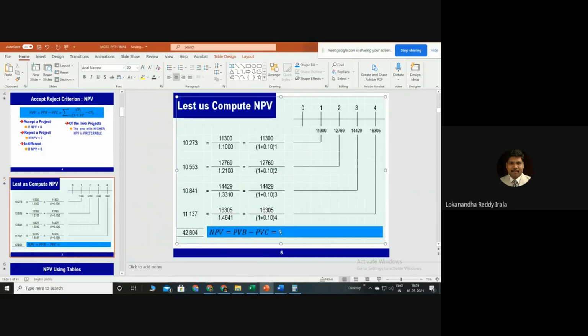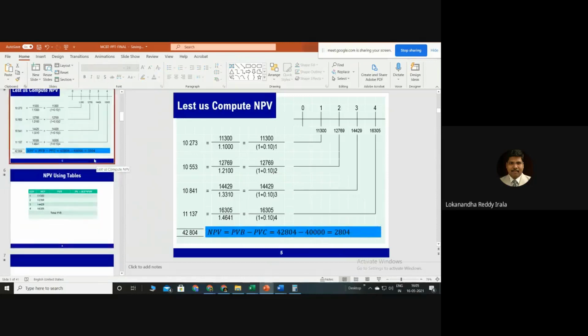So now your NPV will be the present value of benefits, that is 42,804, minus the present value of cost. The present value of cost is 40,000. So NPV is 2,804. If the NPV is positive, NPV is greater than 0, so you accept this project.